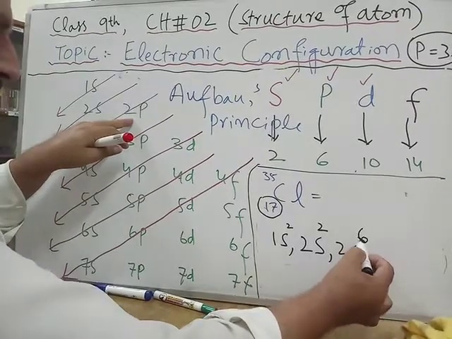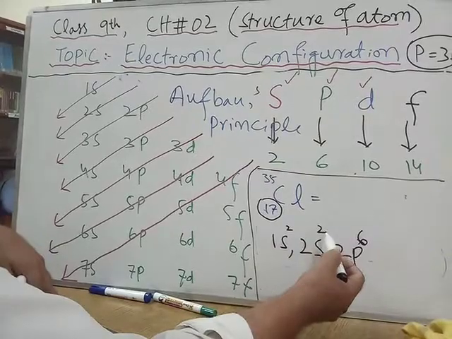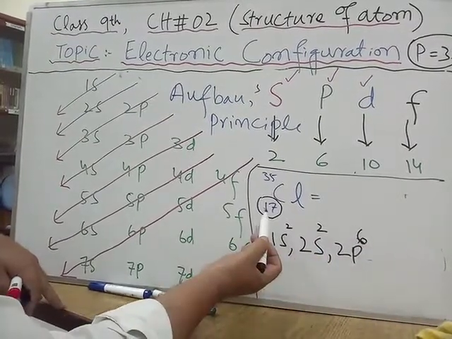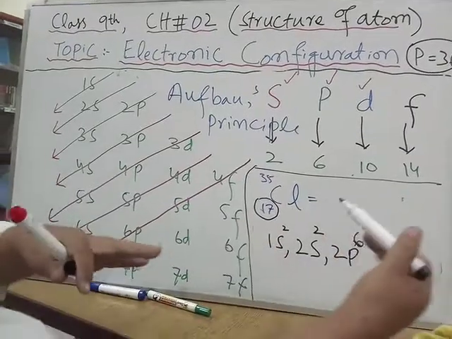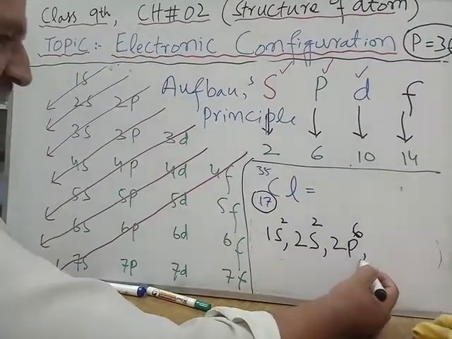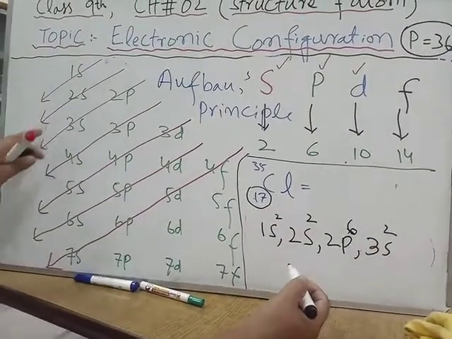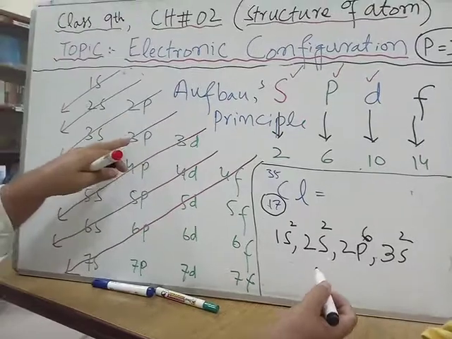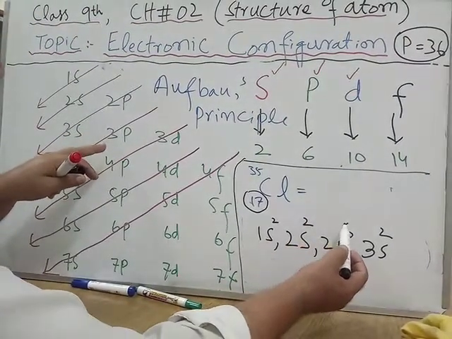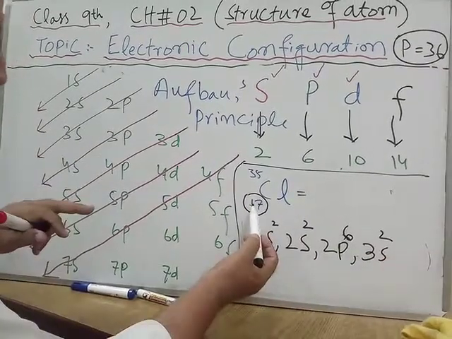2p6. Keep in mind how many electrons you have distributed so far: 2 plus 2 plus 6, so 10. Total are 10. We have a total of 17. So move ahead from 2p to 3s. Again s can accommodate 2 electrons. From 3s, how many electrons are there in total now? 2 plus 2, 4 plus 6, 10 plus 2, 12. So we have 12, total are 17.